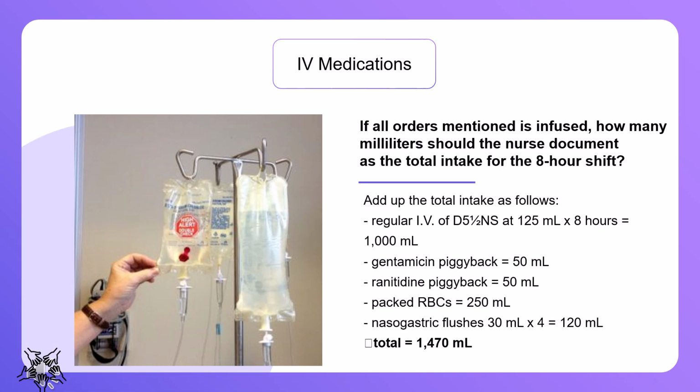Add up the total intake as follows. Regular IV of D5 1/2 NS at 125 milliliters times 8 hours equals 1,000 milliliters. Gentamicin piggyback equals 50 milliliters. Ranitidine piggyback equals 50 milliliters. Packed RBCs, 250 milliliters. Nasogastric flushes, 30 milliliters times 4 equals 120 milliliters. Total intake equals 1,470 milliliters.